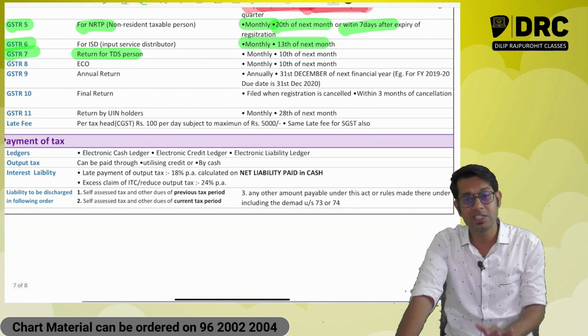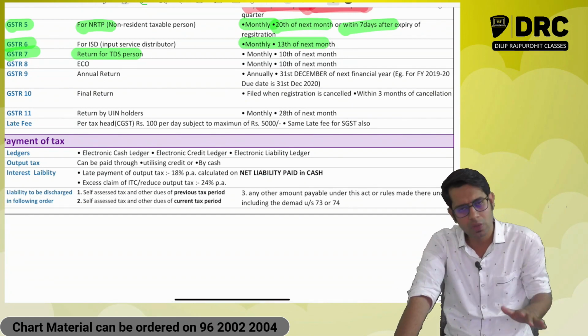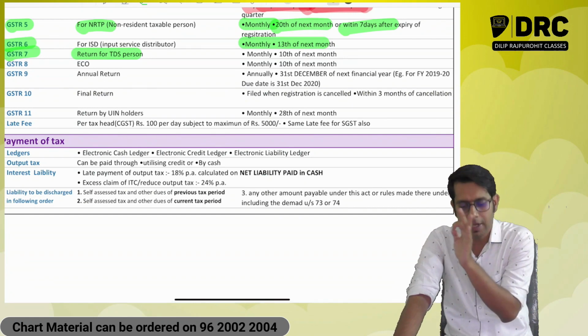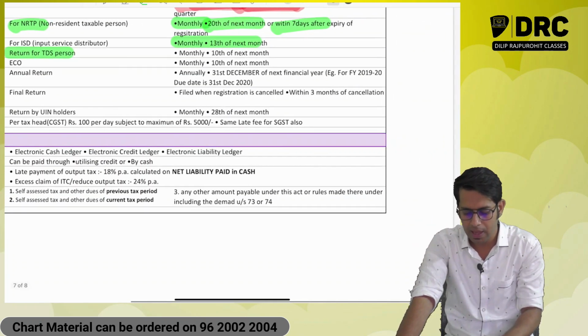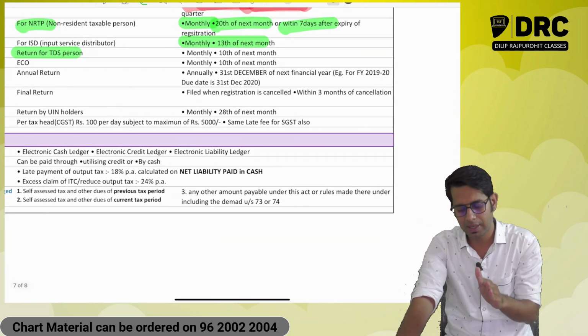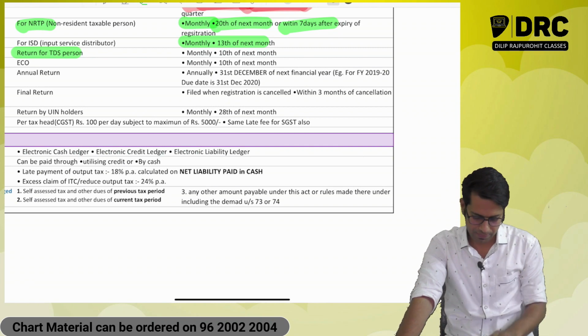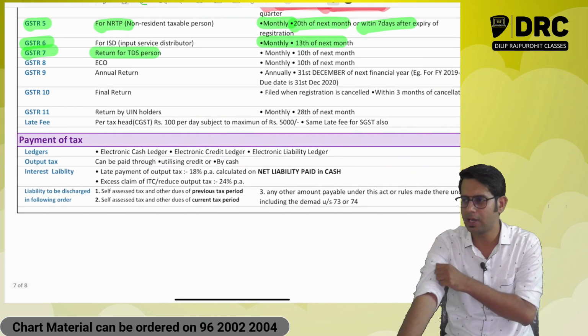Then GSTR 10 is the final return. Once you cancel your registration, you have closed your business, you are required to file a return called final return. All the registered persons have to file this return, and the due date is within 3 months from the date of cancellation. Once your registration is cancelled, within 3 months from the date of your cancellation, you should file this final return.